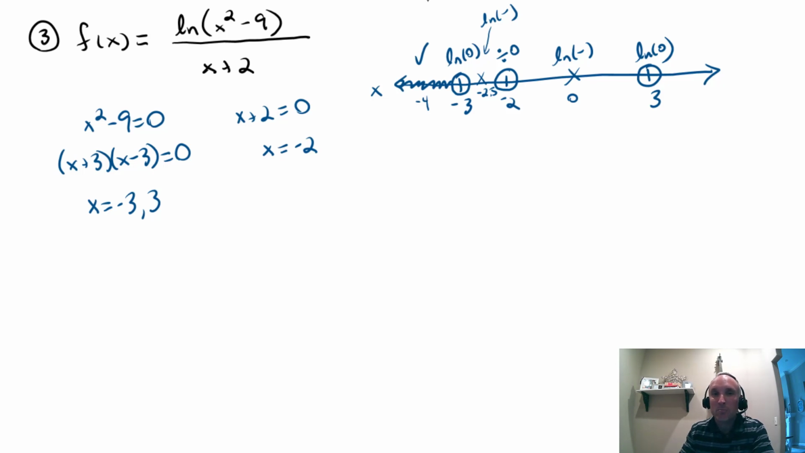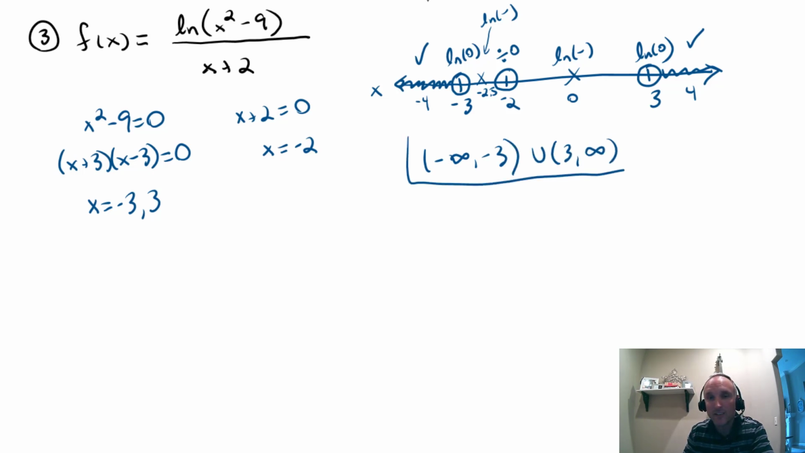And then I'll plug a number in bigger than 3, such as positive 4 for x. And that gives me 16 minus 9, which is positive again. And that's good. So I'm going to shade all of those. So the only thing that's shaded is negative infinity to negative 3 union 3 to infinity. And that's my domain.